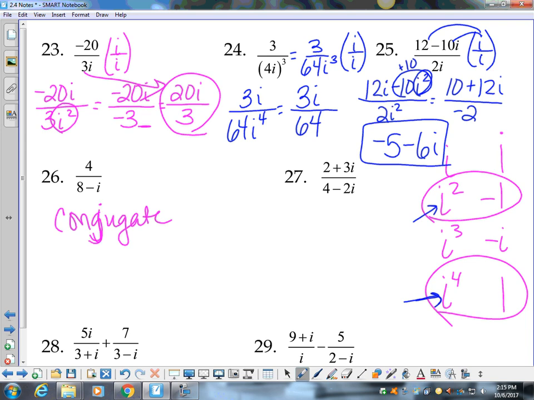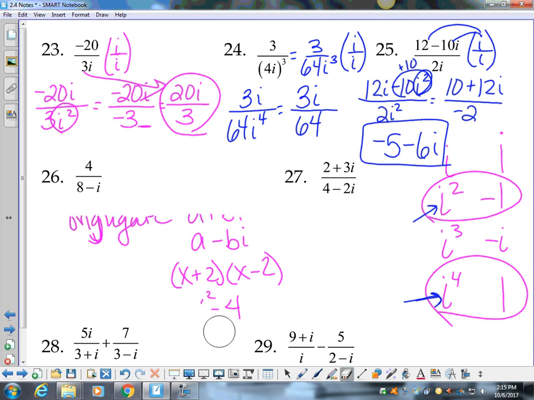Yeah, conjugate. Okay, the conjugate of a plus bi is a minus bi. So think about it. When you have x plus 2 times x minus 2, what happens when you lobster? The middle 2 terms cancel. Okay, so when I do this, my i's are going to cancel. Okay, just watch what I mean.